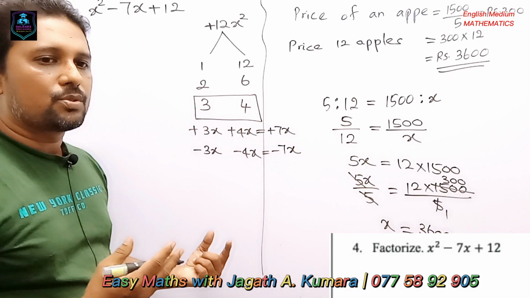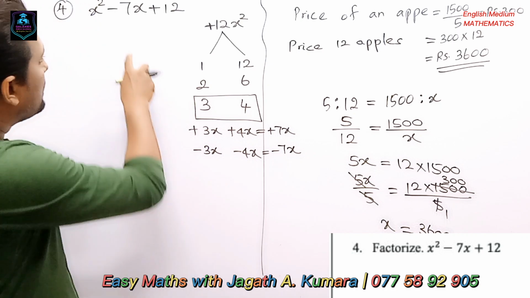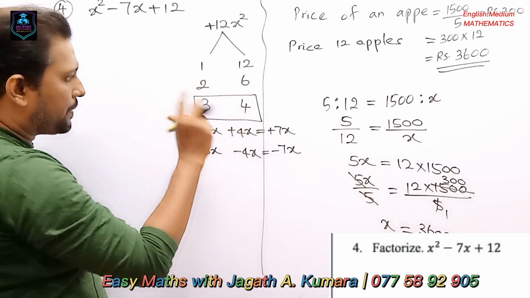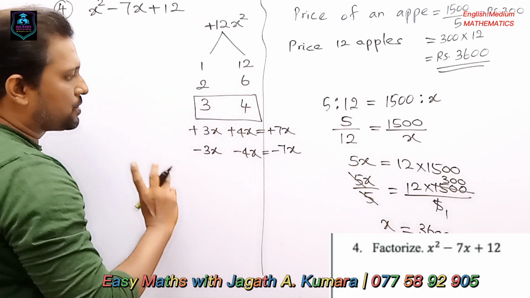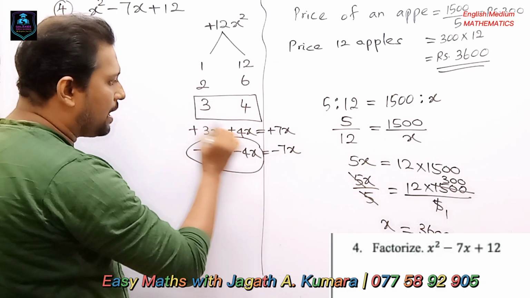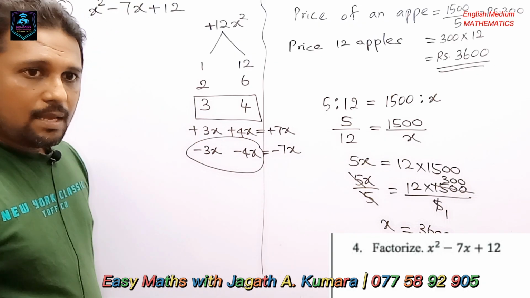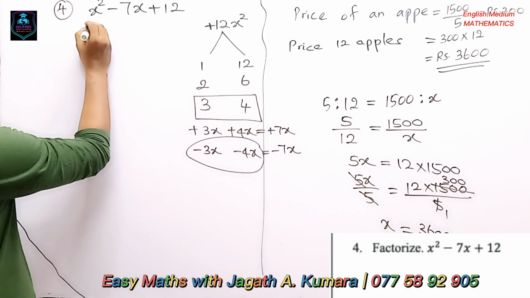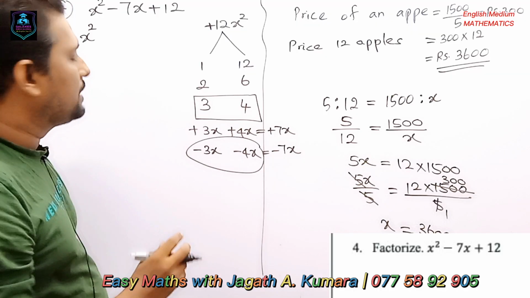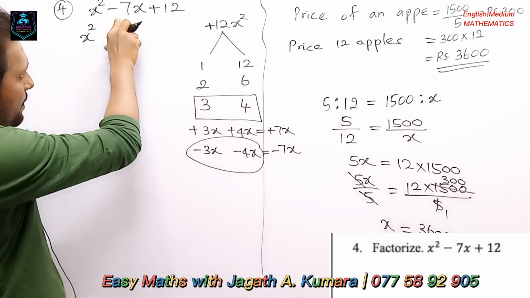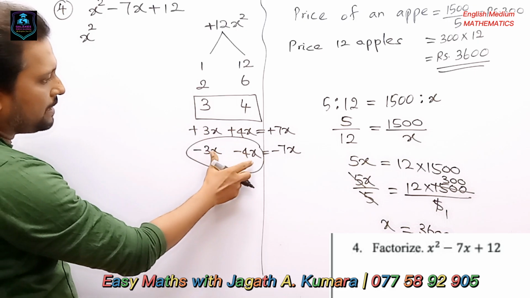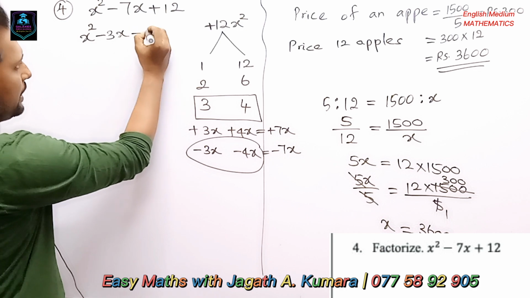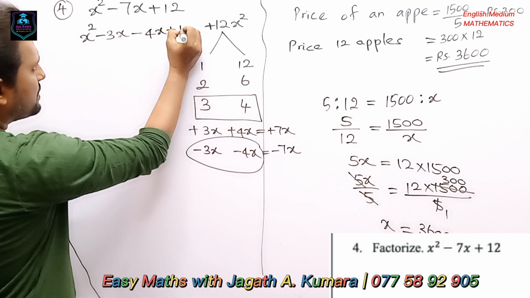So what are the suitable signs for these two terms? The sum should be negative 7x, and also the product should be positive 12x squared. So what are the suitable terms? These two are suitable terms. Then what you can do, I can write this expression as a four-term expression. Instead of this negative 7x, you can write these two, right?